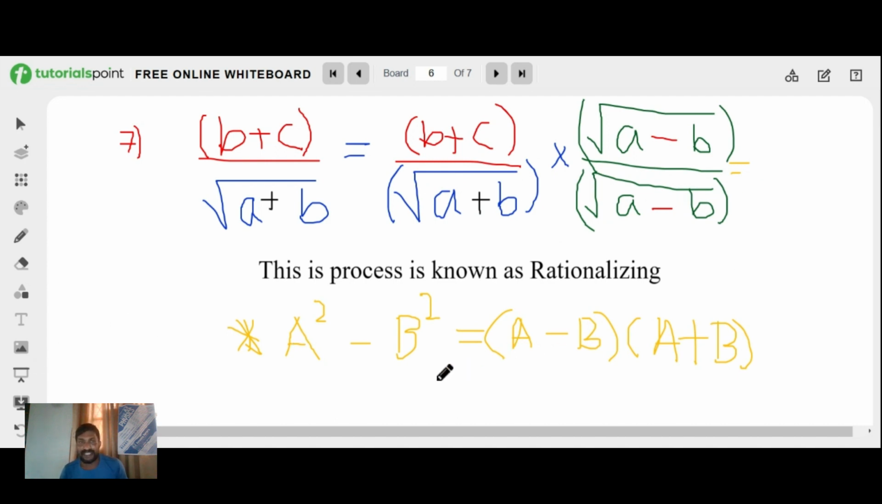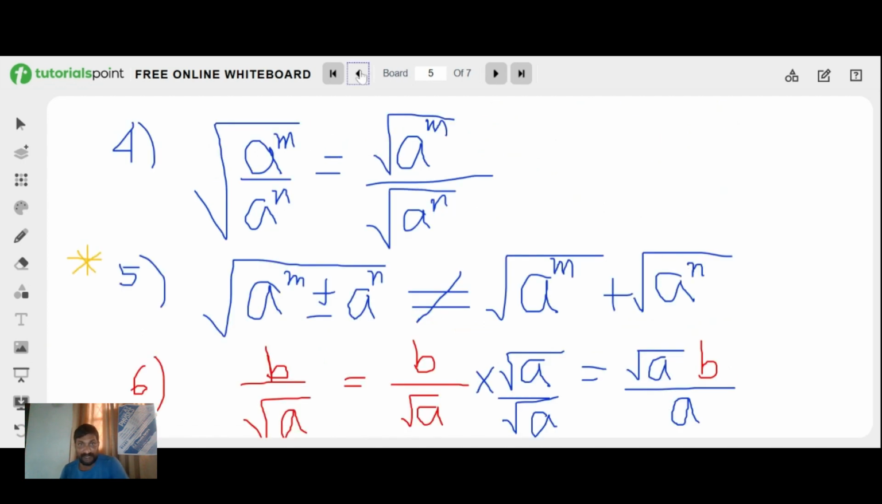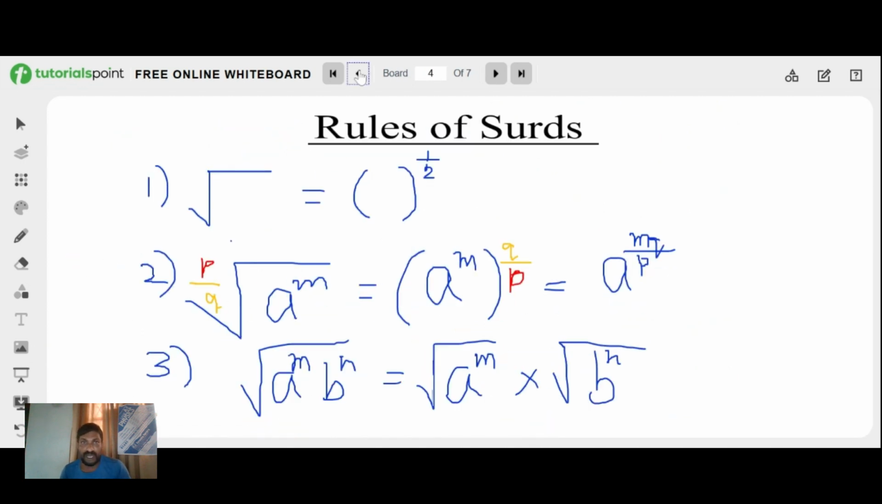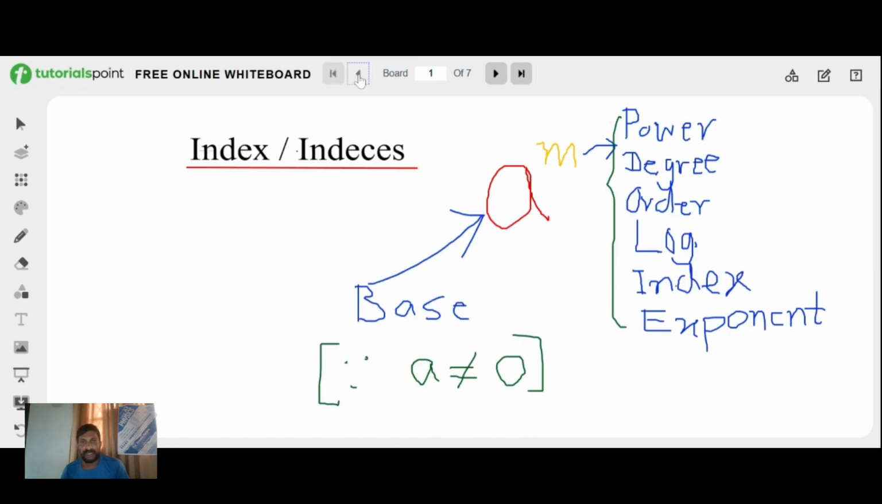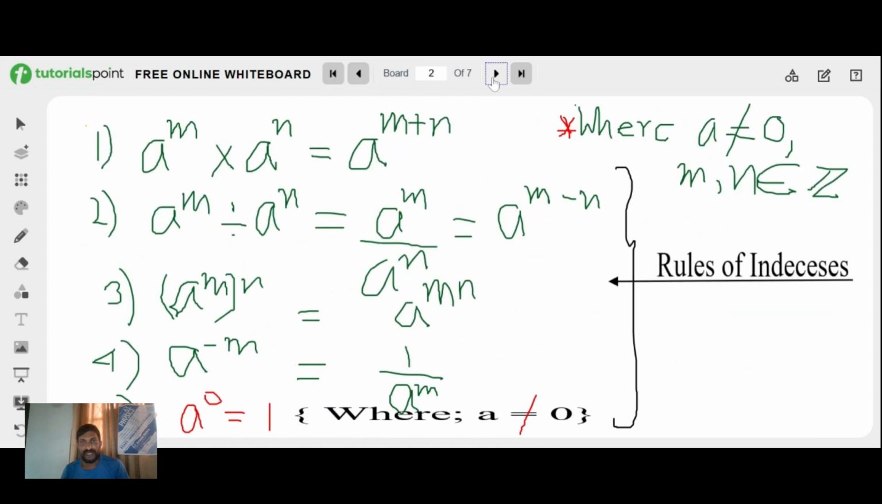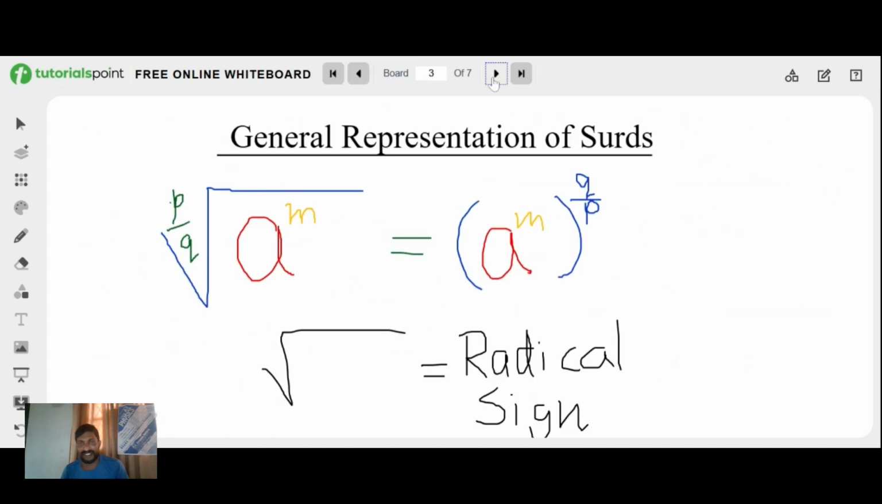Today's lesson is on simple algebraic rules and the way of writing them, and I hope you can understand my lecture very clearly. So you can just go through from the beginning: representations, rules of indices as well as surds.